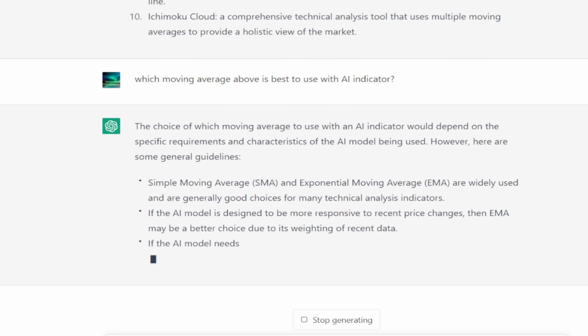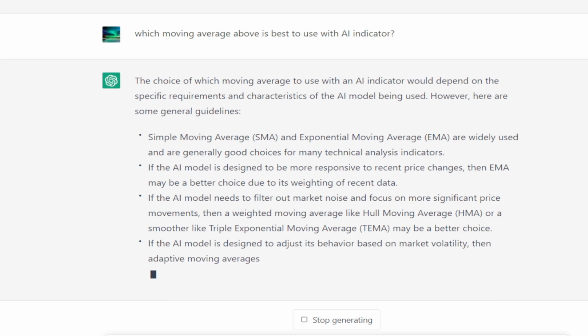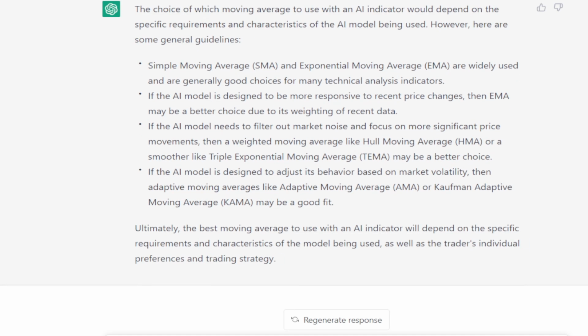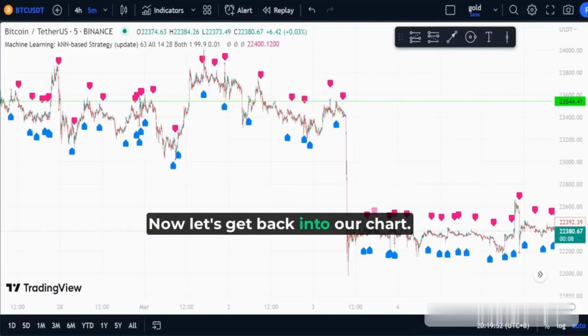We need a moving average that will pair with the AI, since the AI indicators are able to adjust their behavior based on market volatility. So, we will be using Adaptive Moving Average, AMA, and Kaufman Adaptive Moving Average, KAMA. Now let's get back into our chart.